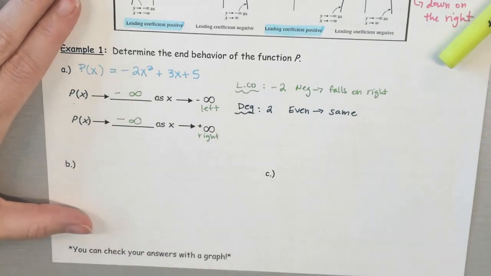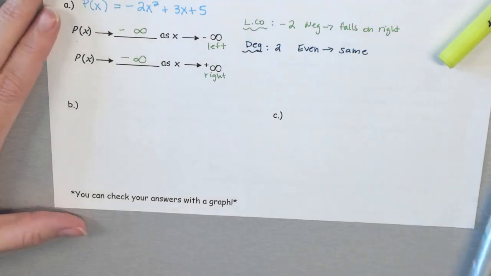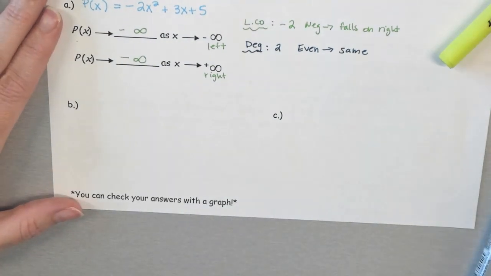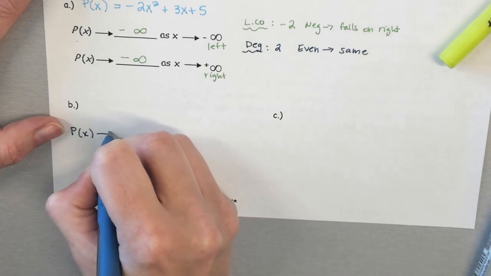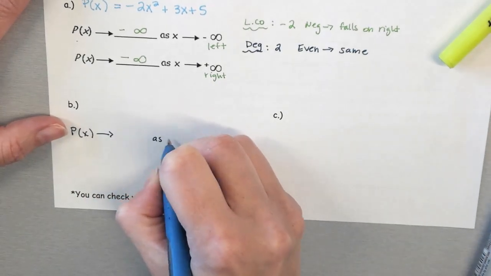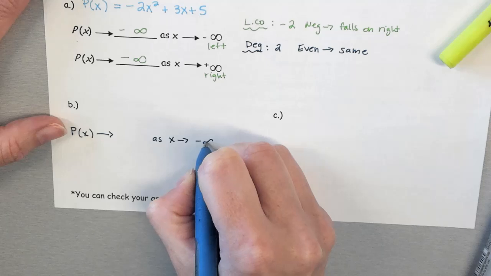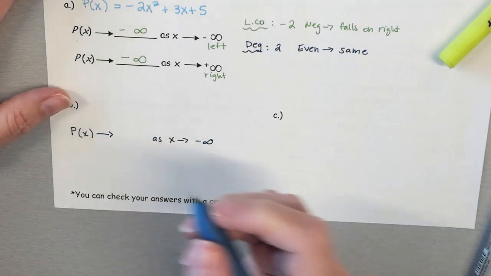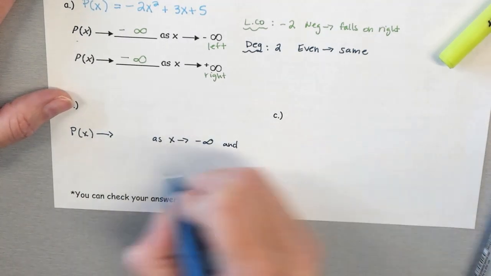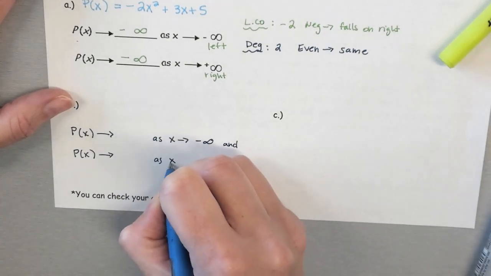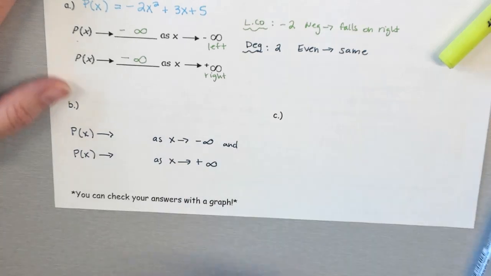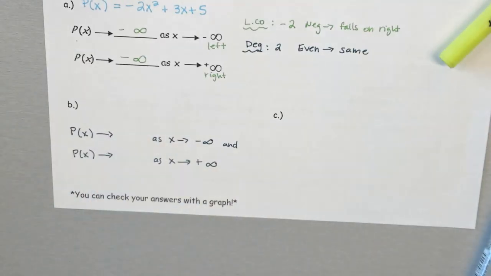Okay, so anytime you are doing this, your structure is going to be the same. You're always going to say P of x goes to something as x goes to negative infinity. And then sometimes there'll be an and in there. P of x goes to somewhere as x goes to positive infinity. Okay, and then you can fill in those two spaces based on your equation alone.